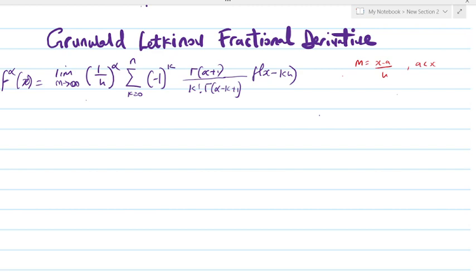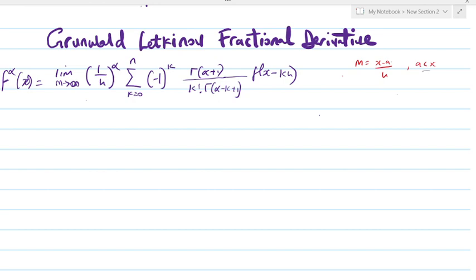So, we have our Grunwald-Letnikov fractional derivative: the alpha-order derivative of a function of x equals the limit as m tends to infinity of 1 over h raised to power alpha, summation k equals 0 to n minus 1, of minus 1 raised to power k, gamma alpha plus 1 over k factorial gamma alpha minus k plus 1, times f of x minus kh, where m equals x minus a over h, and a stands for our terminal point, and a is less than x.